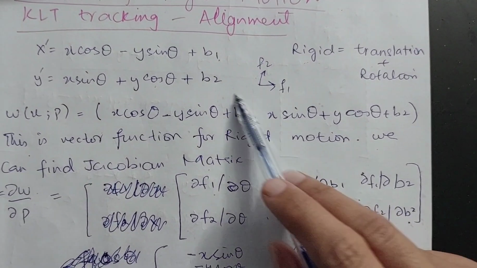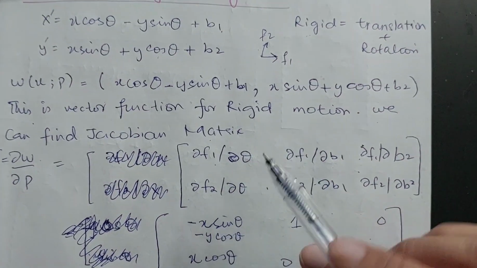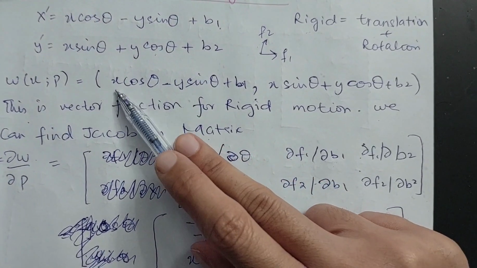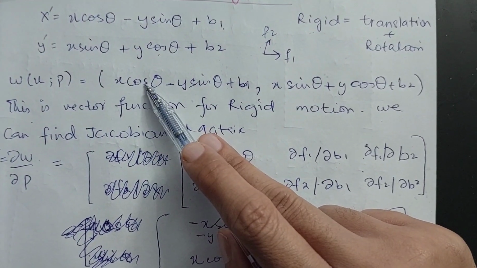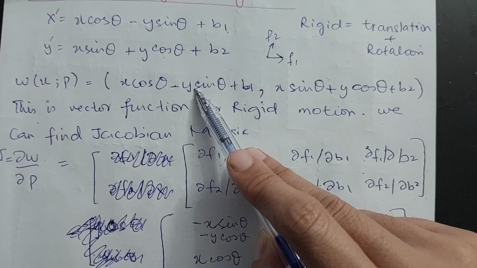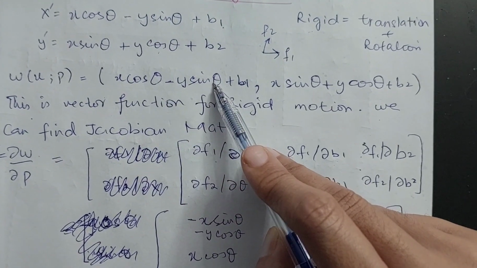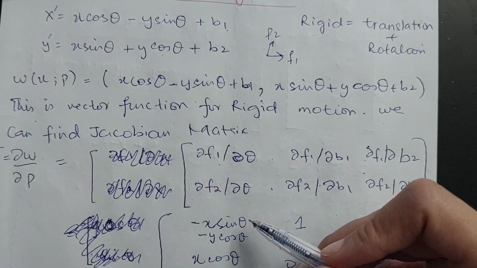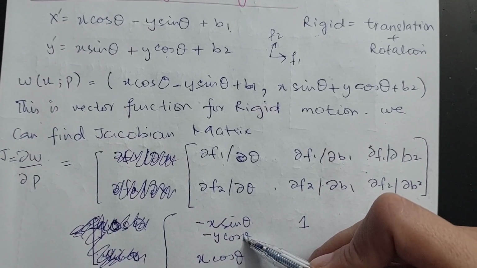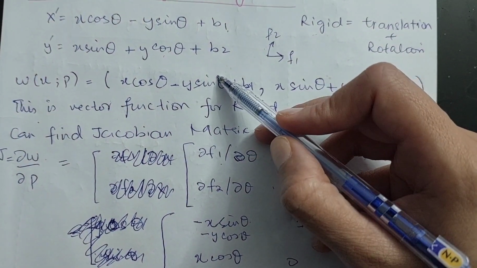So if I do the derivative with respect to theta for this sub-function, I will get x, cos will convert into minus sine theta, and y will come as it is, and sine of theta will become cos of theta. So I will get minus x sine theta minus y cos theta for this first sub-function.